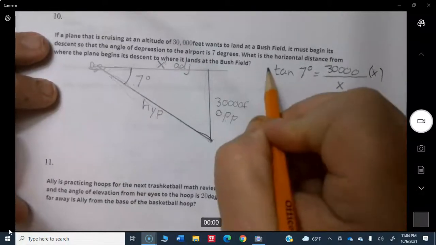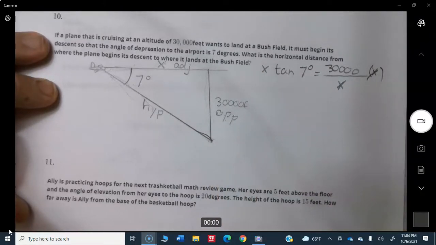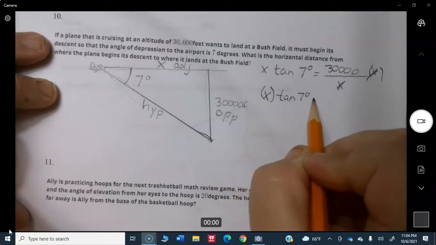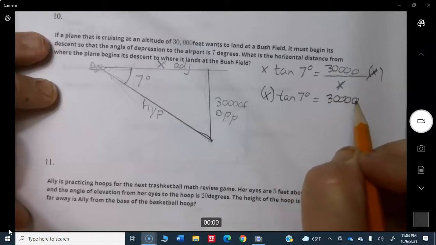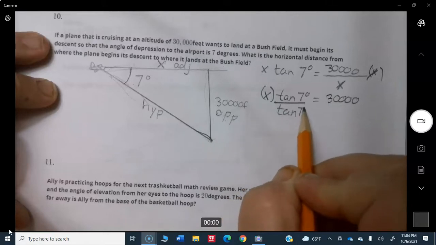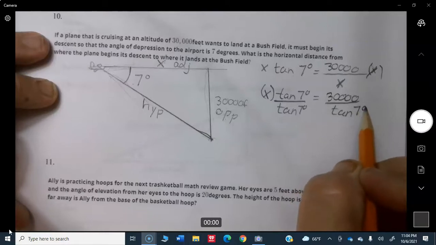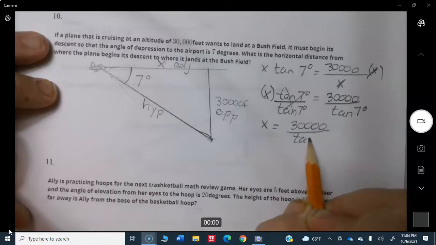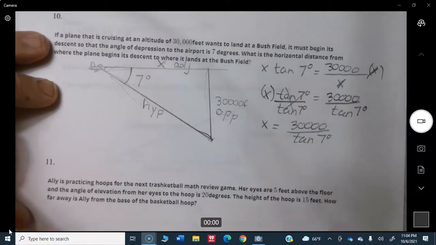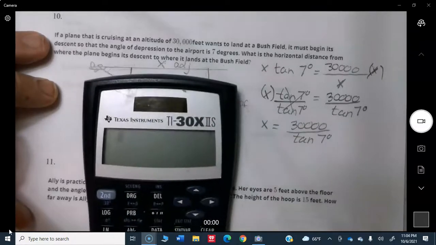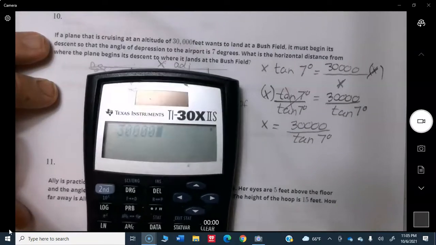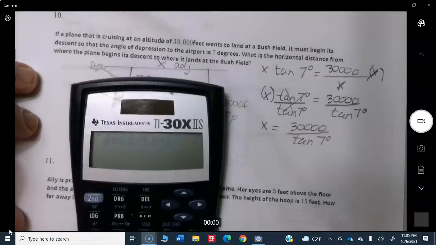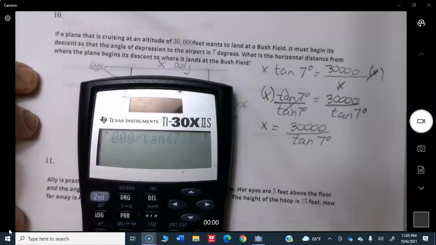You're going to multiply both sides by x. Cancel. And divide both sides by tangent 7. Let us just rewrite this down here. Okay, we're going to divide both sides by tangent of 7 degrees. And this cancels, so we have x equals. So I'm going to do this all in one calculation the way I did one of the problems earlier. Put it right here. So it's 30,000 divided by tangent of 7. Sure you can see that. And close the parenthesis. Okay, so I divided 30,000 divided by tangent 7, and I hit equals.